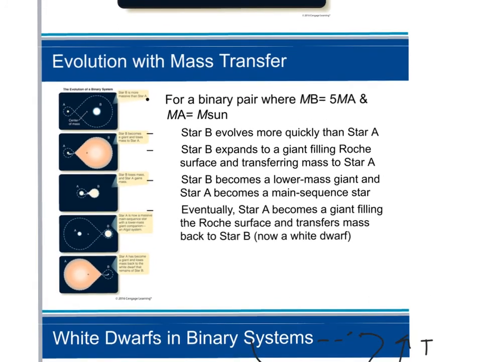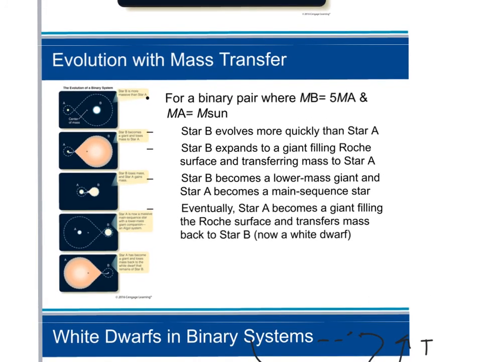So for a binary pair where the mass of B is equal to 5 times the mass of A, and for our baseline comparisons, we'll have A being the sun. That'll be the second star here. So star B is the heavy one right here, and star B is going to be 5 times the mass of the sun. And it's going to evolve much more quickly than star A is.